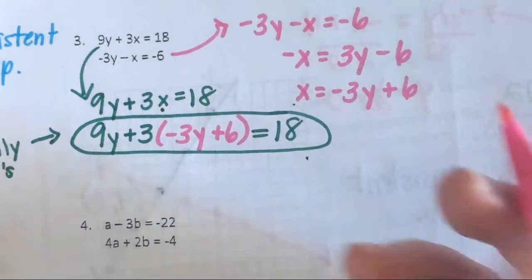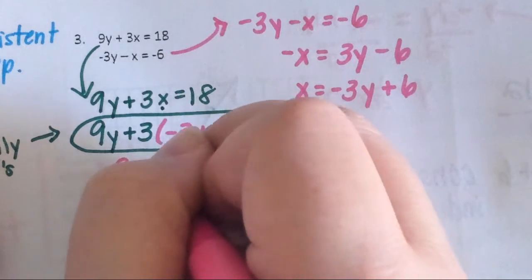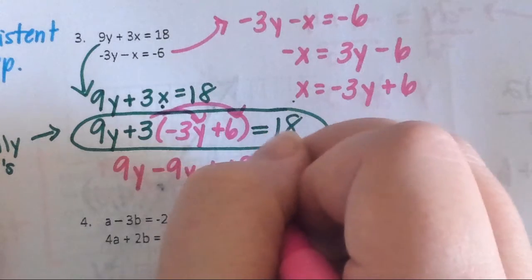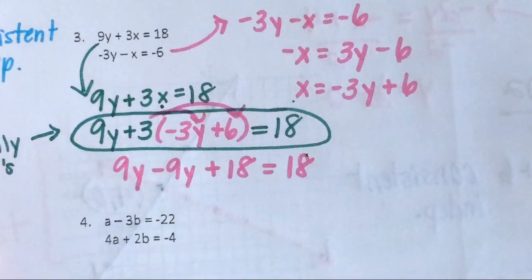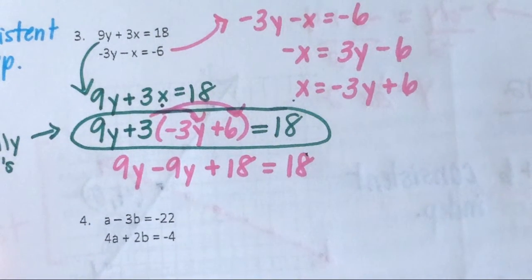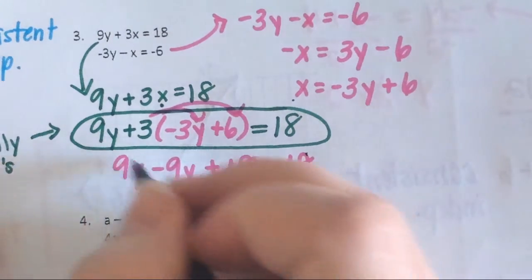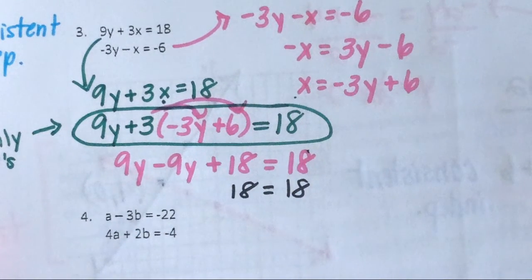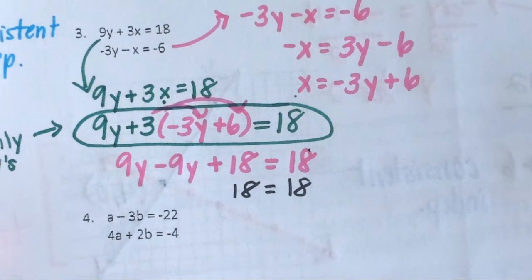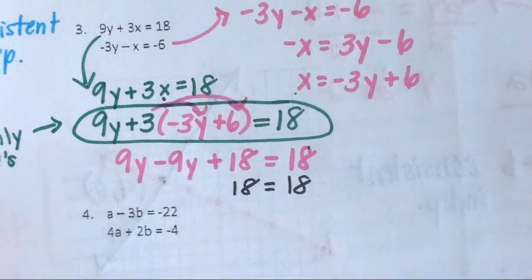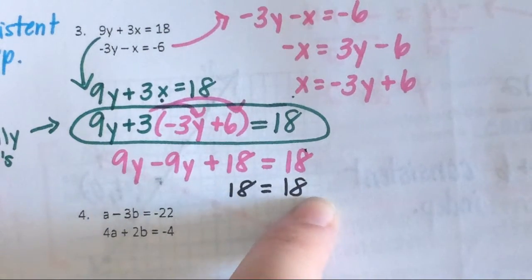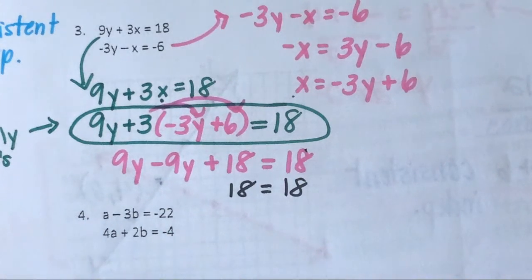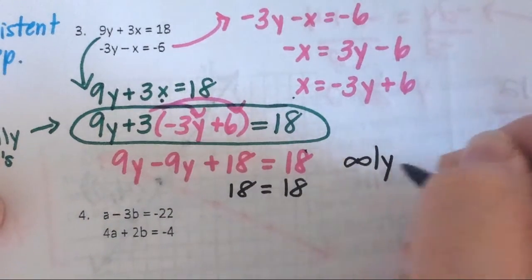Okay, so let's distribute. We'll have 9y minus 9y plus 18 equals 18. What's 9y minus 9y? So those two go away, and I just have 18 equal to 18. Is that a true statement? 18 is equal to 18, or 18 is not equal to 18? It is. So since we didn't get something crazy like 0 equal to 18, and everybody disappeared magically, that's how I know it's an infinitely many problem.